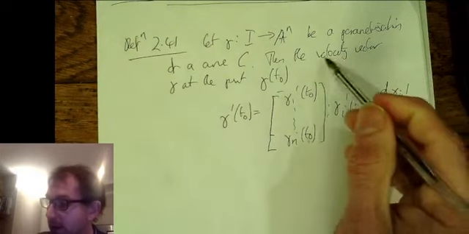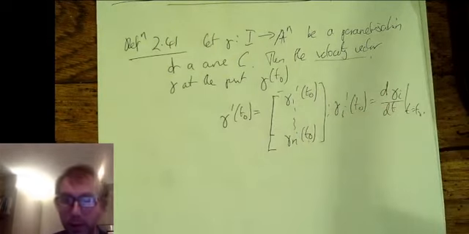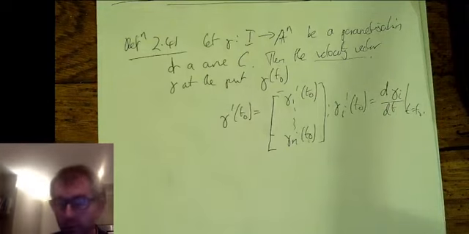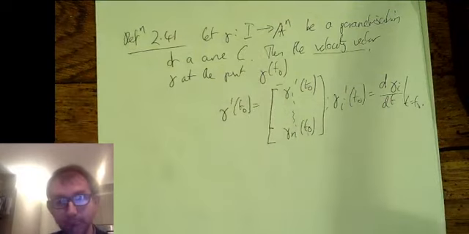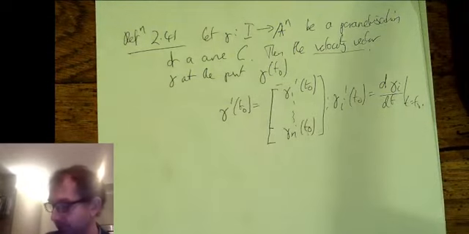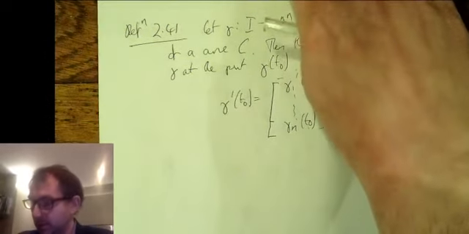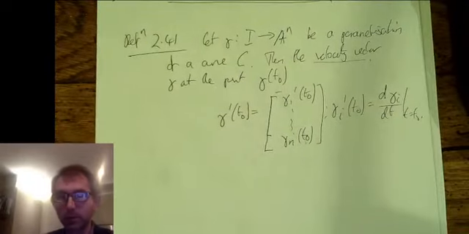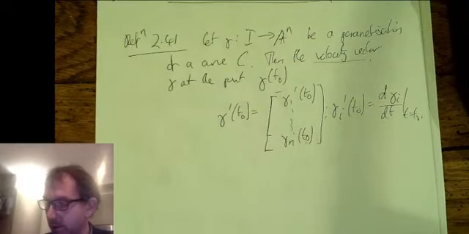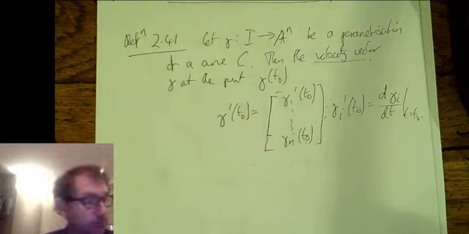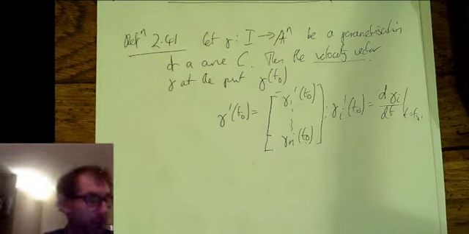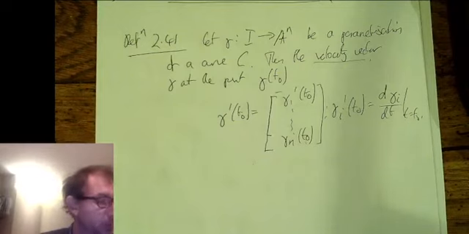Okay, the name velocity vector here is inspired by the idea that we have a particle moving through space, and that the interval I here we're thinking of as being a subset of time. It doesn't have to be, of course, but it tends to be helpful to think about these curves as being traced out in time. So velocity vector is an appropriate name in this situation.